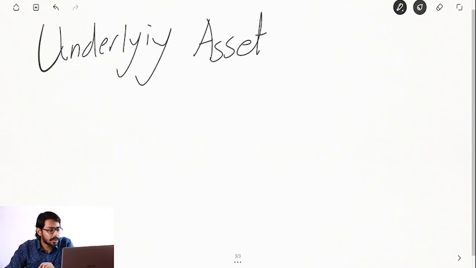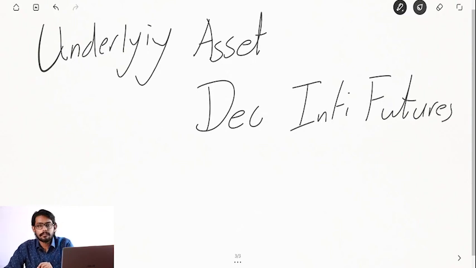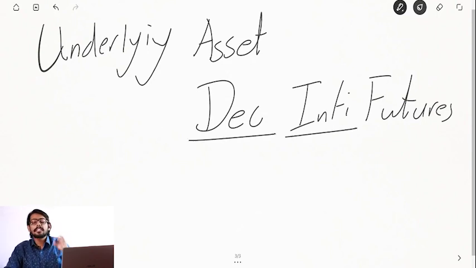For example, you have December INFI futures. December INFI futures is a contract to buy a share of Infosys in December.